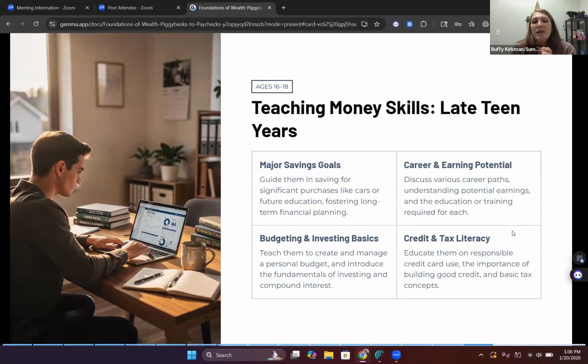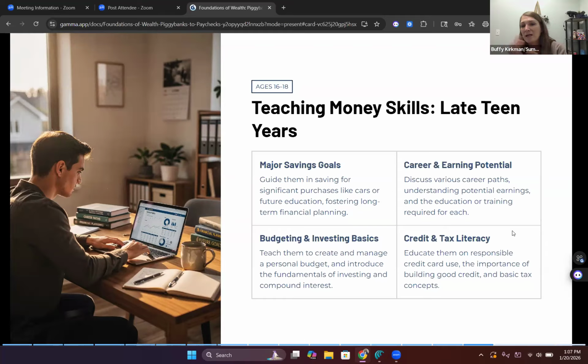Okay, so these are the main late teen money skills to focus on. Okay, so guide them in saving for significant purchases like cars. Start talking about college choices now. Even at age 16, that's 4 years to prepare for college, right? So thinking long term, you're teaching them that long term planning, thinking about career paths.